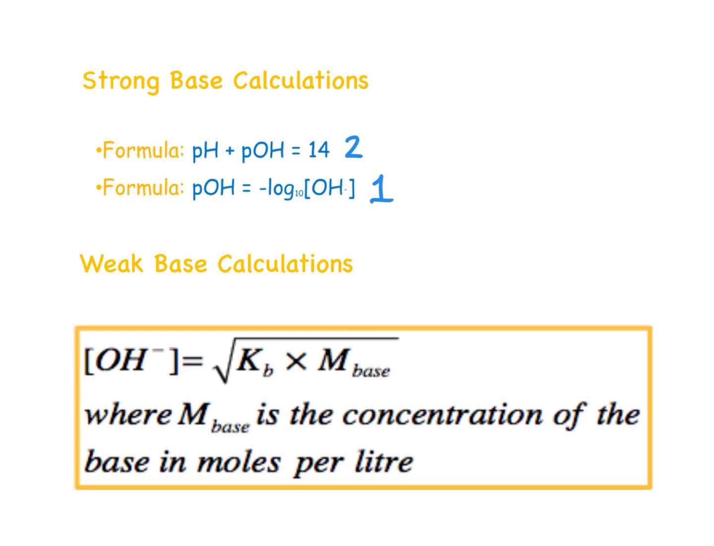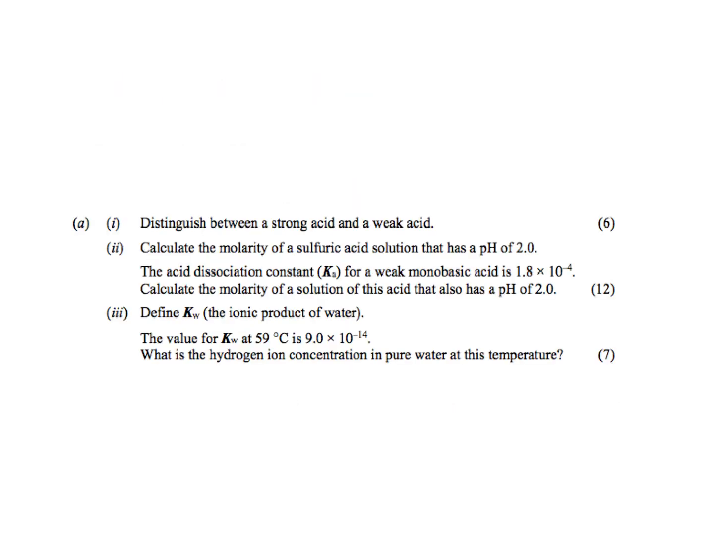So let's have a look now at some exam questions and we'll work through them. So this is our first exam question that we're going to look at, and this is 2016 question 10A for those of you that are following with the exam papers. So here we just want to read through the question to get an idea of what we're being asked. So the first question says to distinguish between a strong acid and a weak base. Now this is worth 6 marks here, and the key word that you're looking for is distinguish.